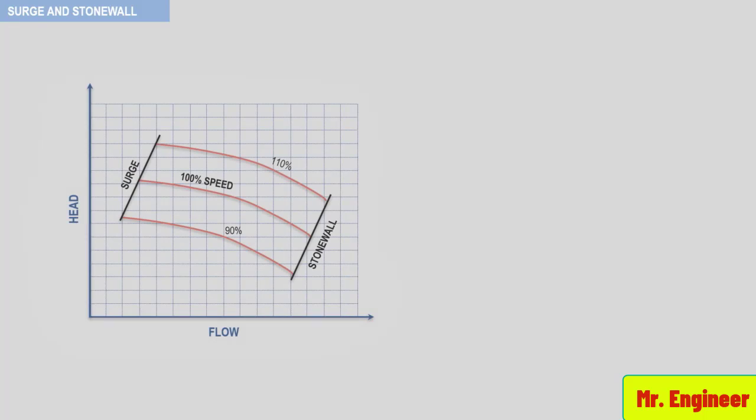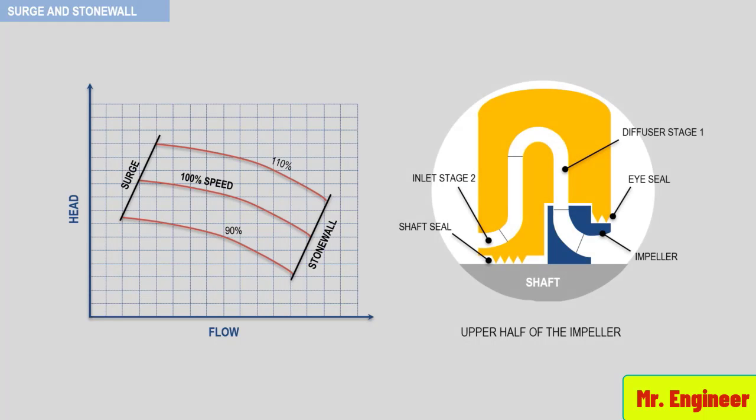The limits of any centrifugal compressor curve are a consequence of gas velocity in the compressor stage. These limits are the low flow limit known as surge and the high flow limit known as choke or stone wall. Surge, as we shall see in a moment, is caused by low flow turbulence, while choke or stone wall flow is caused by high velocity friction.